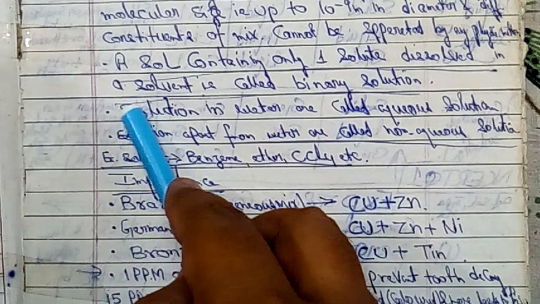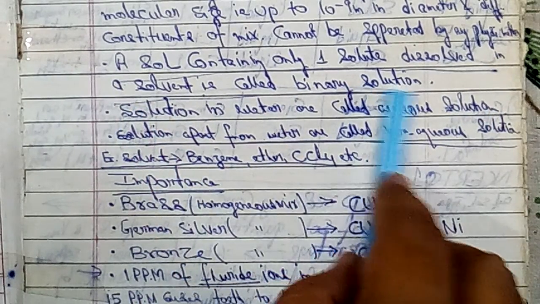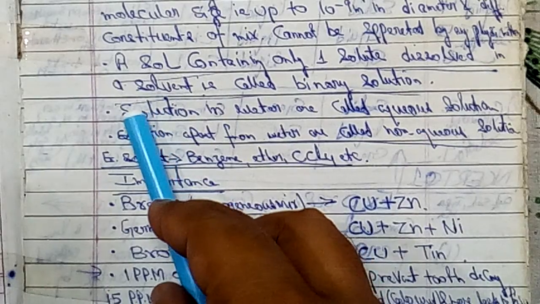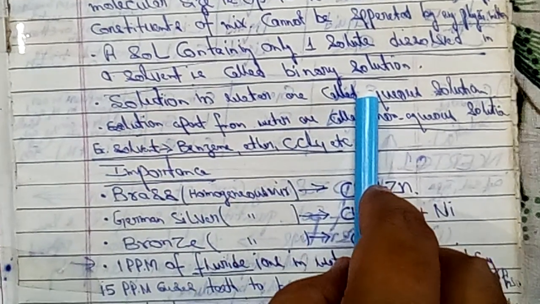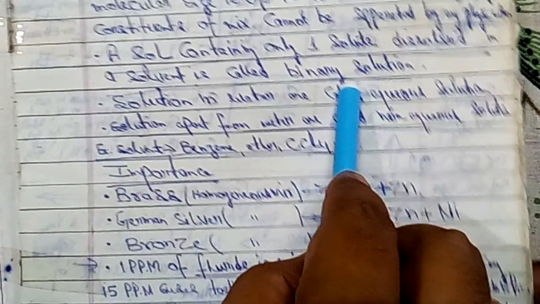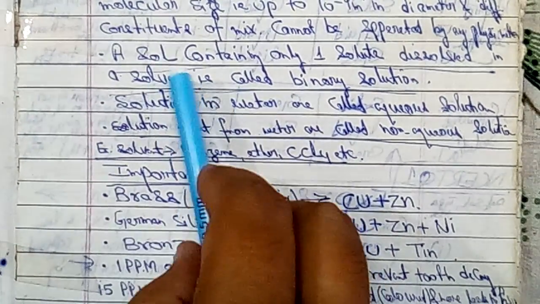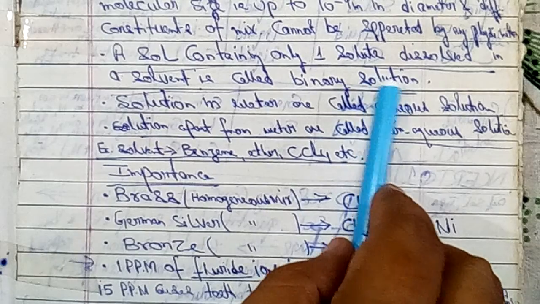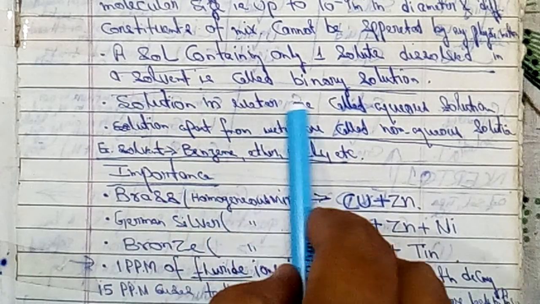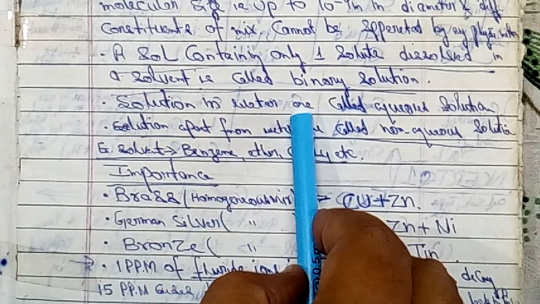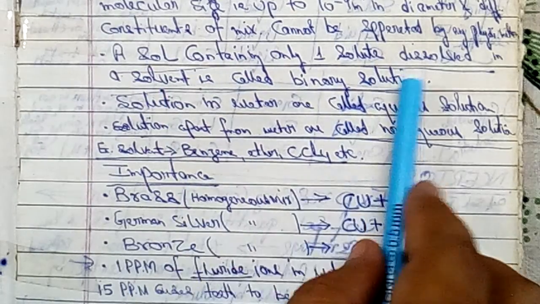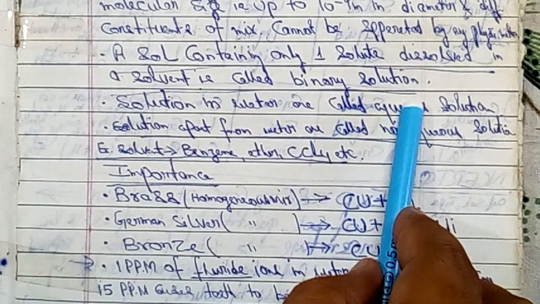Next, a solution containing only one solute dissolved in a solvent is called a binary solution. So whom do we call a binary solution? A binary solution is a solution which contains only one solute dissolved in a solvent. Binary means two. So one solute and one solvent lead to the formation of a binary solution.